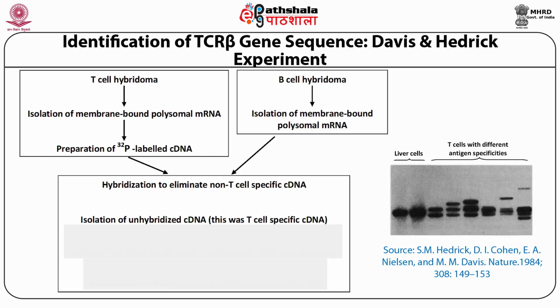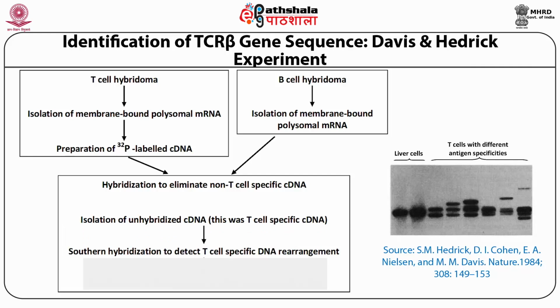For the genes expressed in both T cells and B cells, the cDNA and mRNA hybridized together to form double-stranded structures. On the other hand, the cDNA molecules which remained single-stranded were those which are expressed only in T cells. These single-stranded cDNA molecules were cloned. It was hypothesized that any cDNA clone encoding a TCR gene would show a changed DNA profile in T cells compared to cells from other organs.